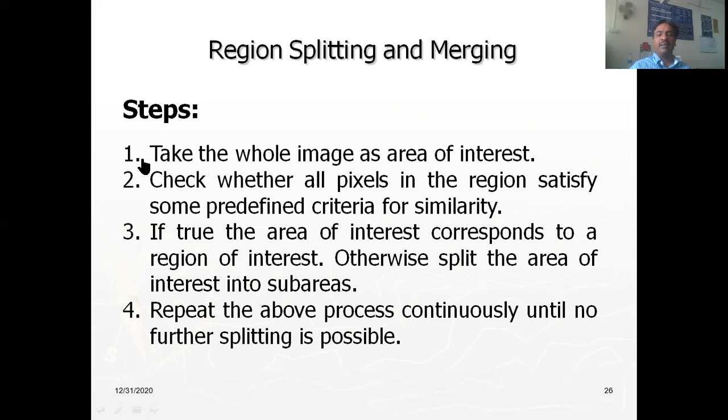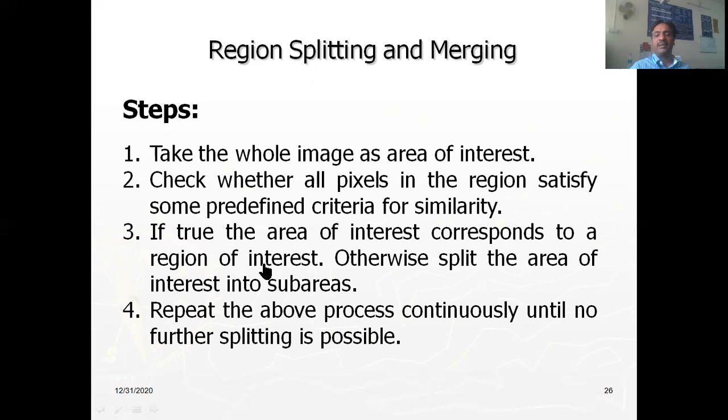First, we take the whole image as the area of interest. Area of interest means it is the entire image we consider at the beginning. Then we check whether all the pixels in this region satisfy some predefined criteria for similarity. If they satisfy the criteria, if the condition is true, the area of interest corresponds to the region of interest.